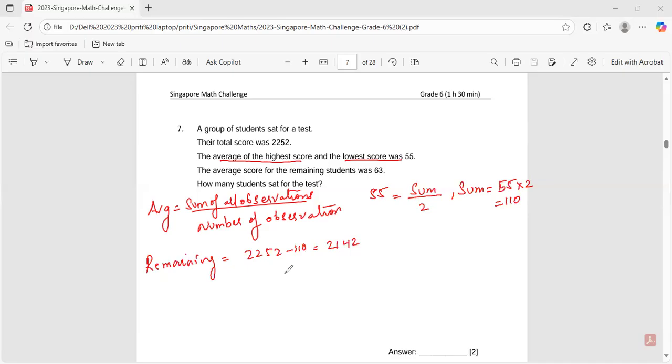So what is the average here? This is 63. This is the sum and this is the number of students. So assuming the number of students here was x. So what is x? 2142 over 63. Let's just do that. Here calculators are allowed, so please feel free to use these. Don't waste your time doing these calculations. Just do it on the calculator. So this is 34. But the answer here is not 34, because 34 is the number of students and there were two more students here. So the total number of students is 36. So the answer for 7 is 36.